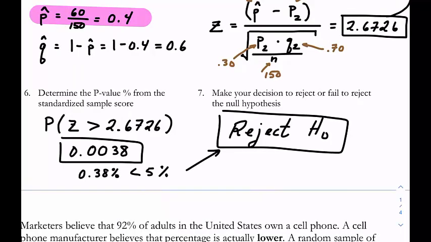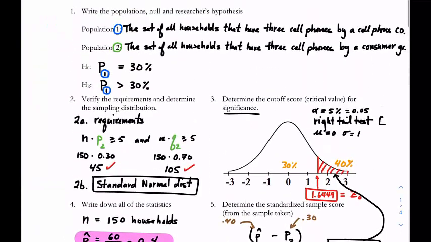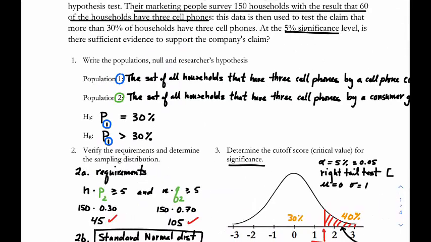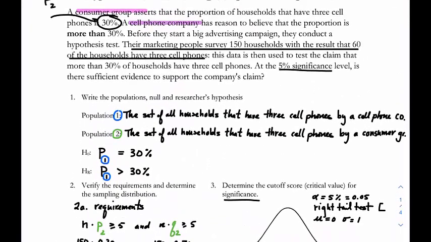Therefore, we have enough evidence to show here from this step that we can reject that it's equal to 30%, that we have enough evidence to reject that, showing that it's significantly more than that. And that will conclude this problem here for problem number 1, section 9.4, hypothesis testing for a single population proportion.